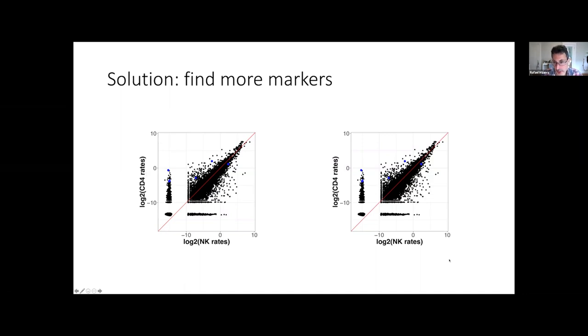Same thing with this comparison. The blue genes are the known. Oh, I think that I may have incorrectly put the same plot there. Sorry, I have other examples. That's just the same plot. Okay.